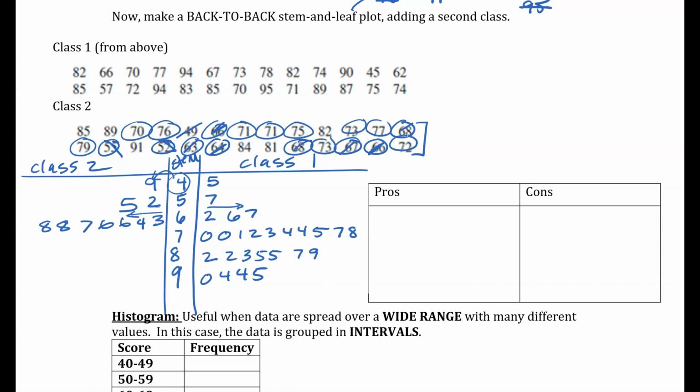Okay, and I'm going to go ahead and just fill those in. So I've got a 70, I've got two 71s, I have a 72, a 73, 73, 75, 76, and then I've got a 77. I'm going to go ahead and just cross these off. And then I've got a 79.